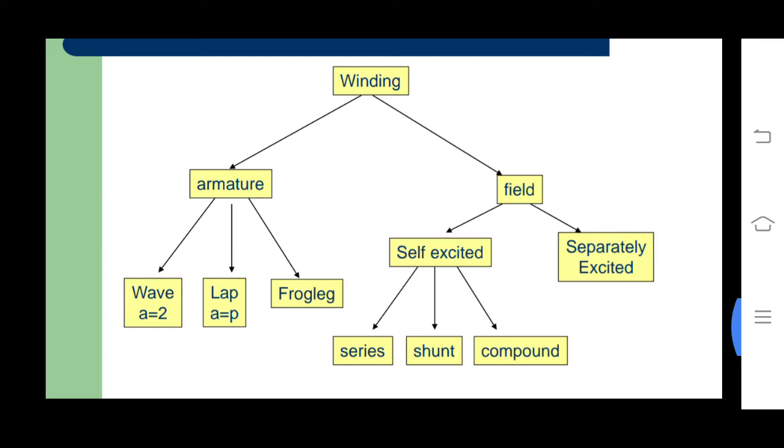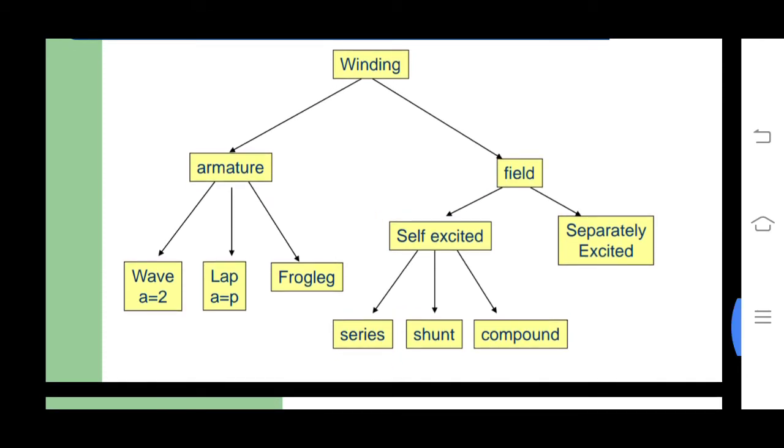So the windings are of two types: armature winding and field winding. The armature windings are again of three types: wave winding, lap winding, and frog leg winding. In wave winding the number of parallel paths is equal to 2, and in lap winding the number of parallel paths is equal to P. Frog leg windings are used at the commutator to distribute the current.